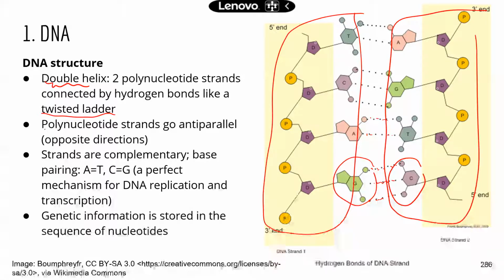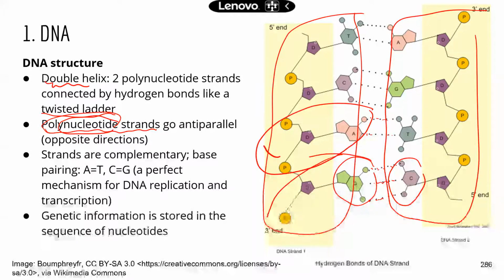Now, these polynucleotide strands. Polynucleotide really just refers to each DNA strand having multiple nucleotides, right? DNA is a polymer, and the monomer is nucleotide, right? This is one nucleotide, this is another nucleotide. So you can see there are multiple nucleotides in each strand.